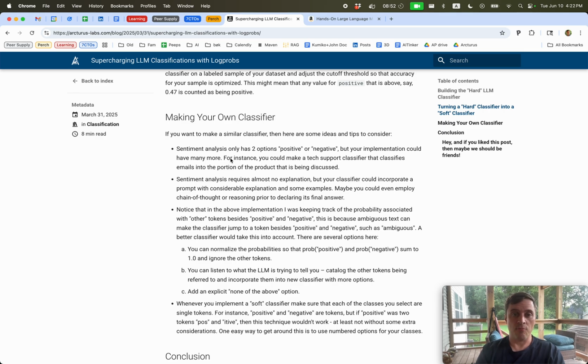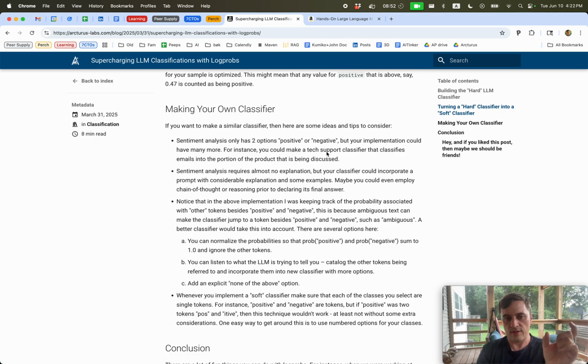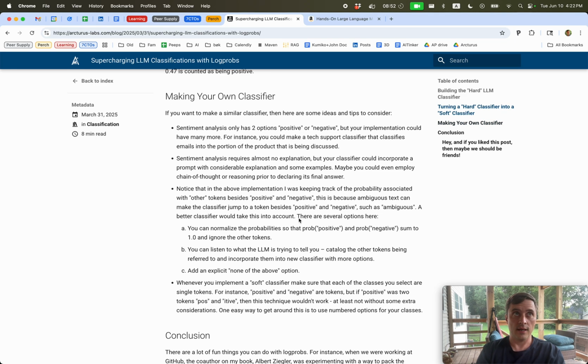If you have to have more than one token, feel free to do that, but do make sure that they are entire tokens. For instance, we were lucky that positive and negative were single tokens. If the tokens had been pos or neg, then we would have had to think about it a little bit more to make sure we're getting the correct probabilities set up with it.